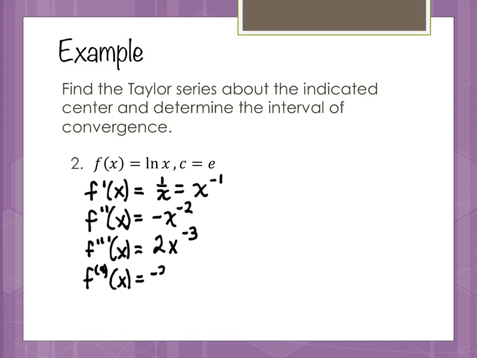It would be negative 6. I'm going to write it as negative 3 times 2. Any idea why I might want to do that? You can see the factorial showing up, right? If I did this another time, you'd actually see that I'd get the 4 times the 3 times the 2. All right, everybody good so far?